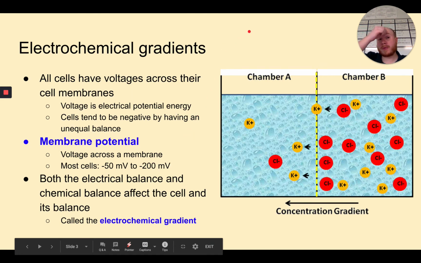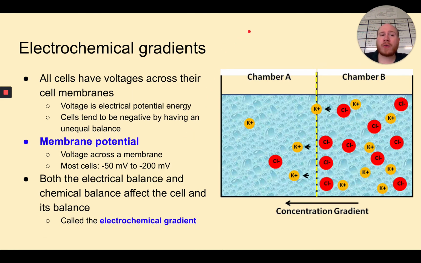So, electrochemical gradients. All cells have voltages across their cell membranes. Voltage is an electrical potential energy. Cells tend to be negative by having an unequal balance. So cells tend to want to be a negative charge. So positively charged ions tend to want to move back into the cell. And the membrane potential is the voltage across the membrane. In most cells, it's between -50 millivolts to -200 millivolts, which isn't some number you need to know. Just be aware that cells tend to be a little bit negative in their charge.